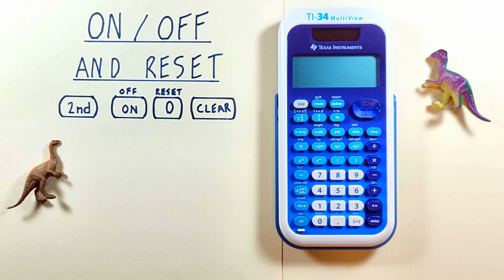Getting started, if our calculator is off and we want to turn it on and start working, all we have to do is press the on key at the bottom left here. Press that, our cursor appears, and we can start working.